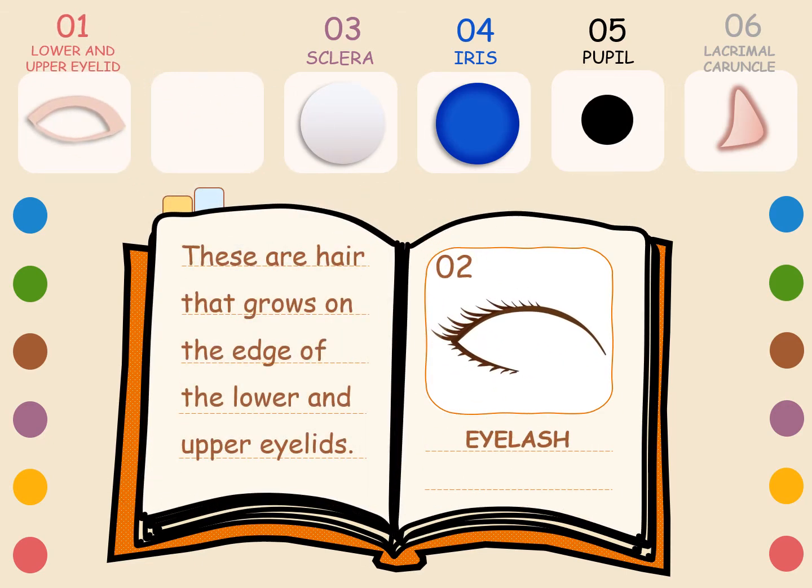Next, eyelash. These are hair that grows on the edge of the lower and upper eyelids. They help to protect the eye from dust and other small debris.